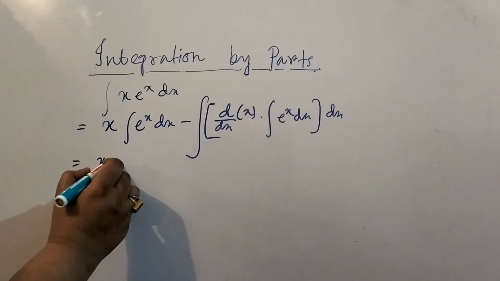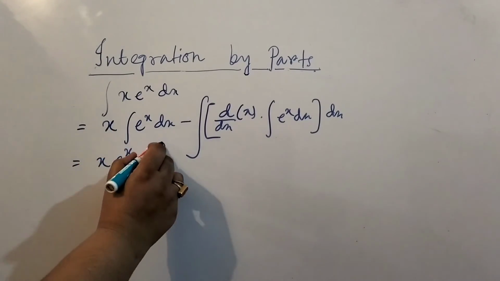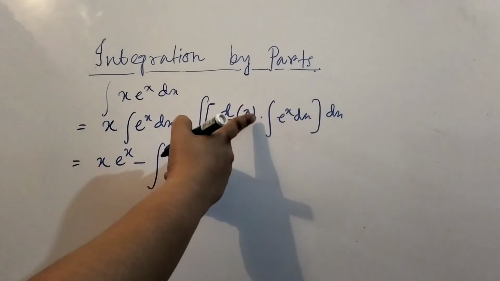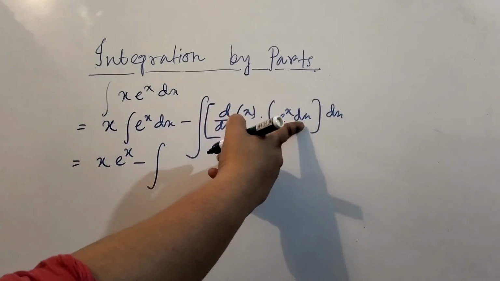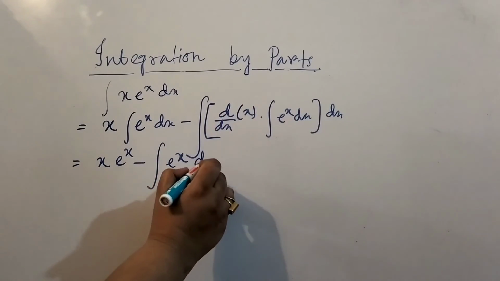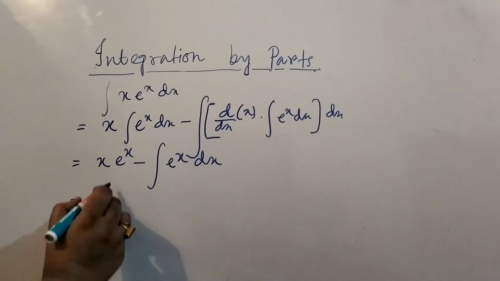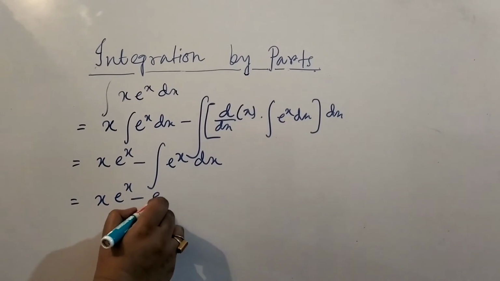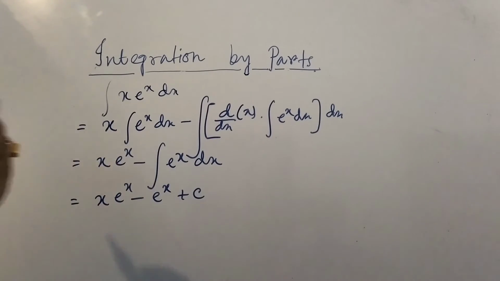So in the next step, we get x e to the power x minus the integration of 1 into the integration of e to the power x dx, meaning e to the power x. And then this will be integrated again. And hence finally we get x e to the power x minus e to the power x plus c. And hence the result is obtained by using the rule of integration by parts.